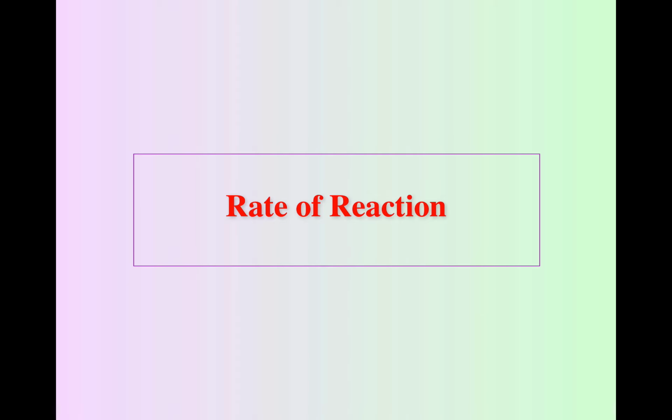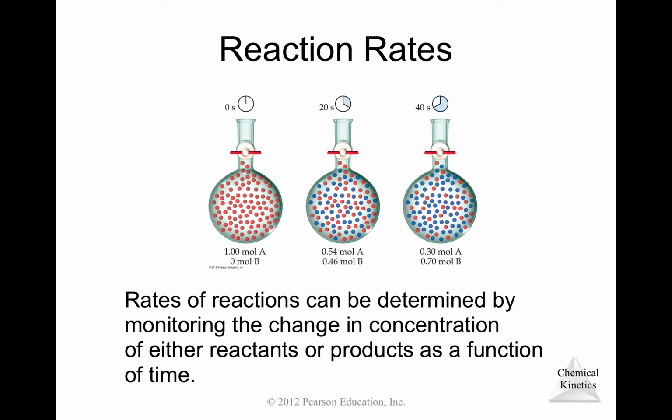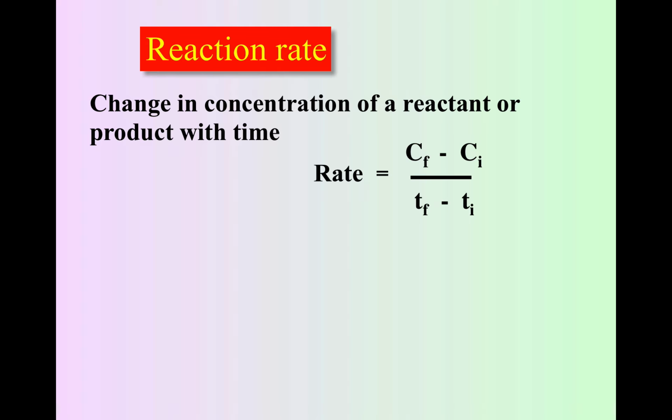All right, so how do you define rate of reaction? Well, there's a time component. How fast does a reactant disappear over time, or how fast does a product appear over time? So it's change in concentration over change in time: delta C over delta T.